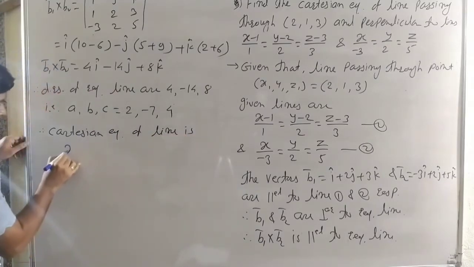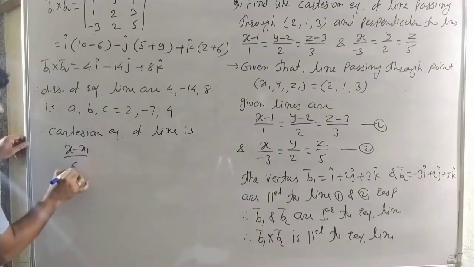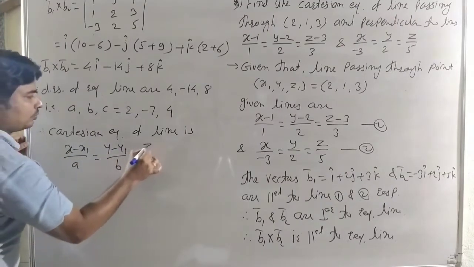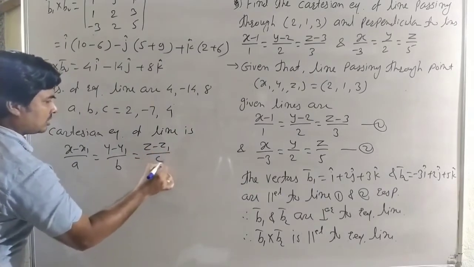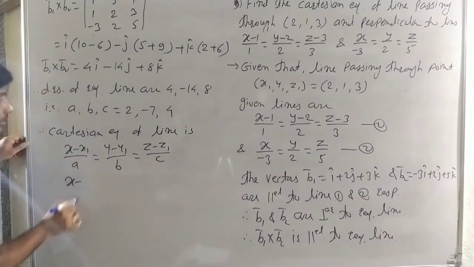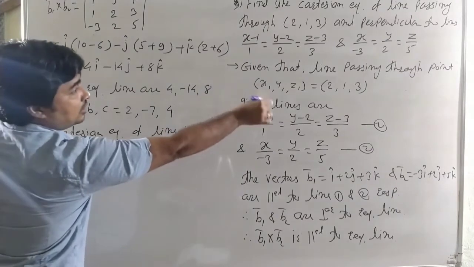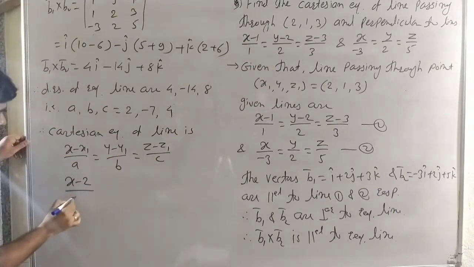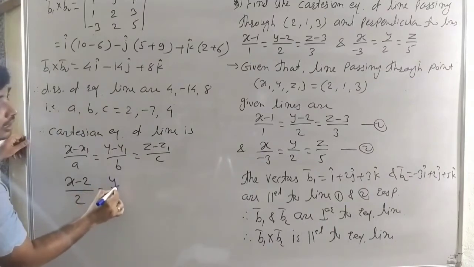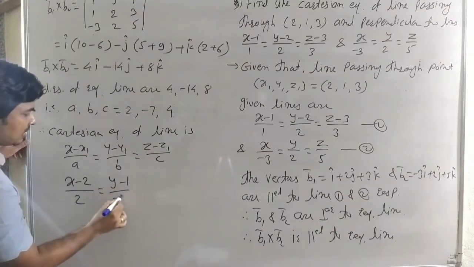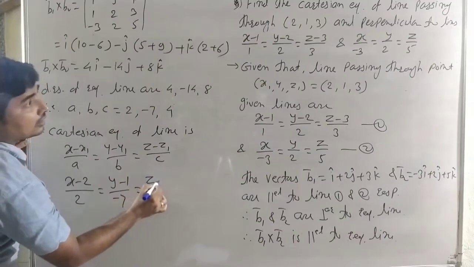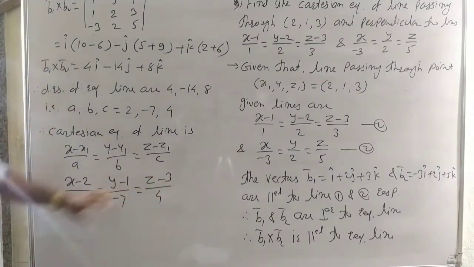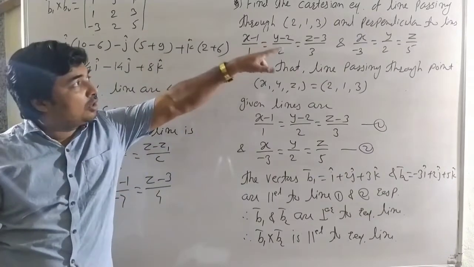is (x minus x1)/a = (y minus y1)/b = (z minus z1)/c, and then with x1, y1, z1 as 2, 1, 3, it is (x minus 2)/2 = (y minus 1)/(minus 7) = (z minus 3)/4. It is the required Cartesian equation of the line which is perpendicular to these two lines.